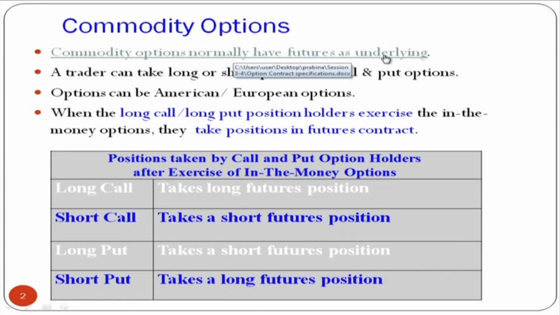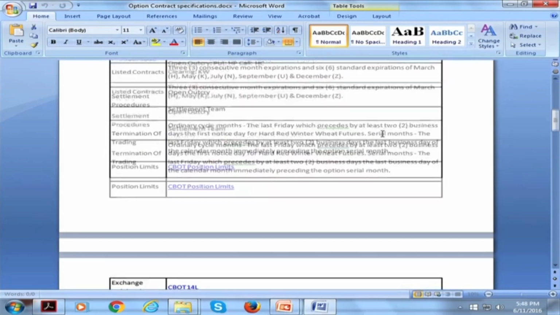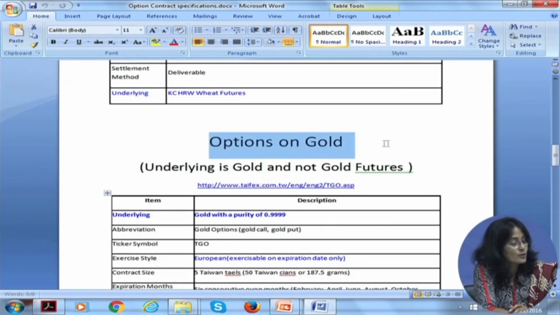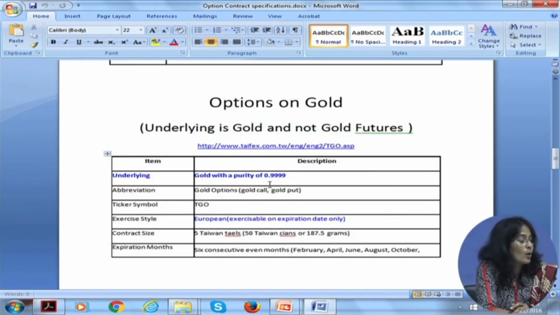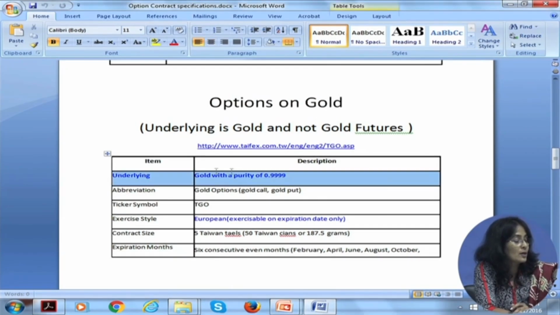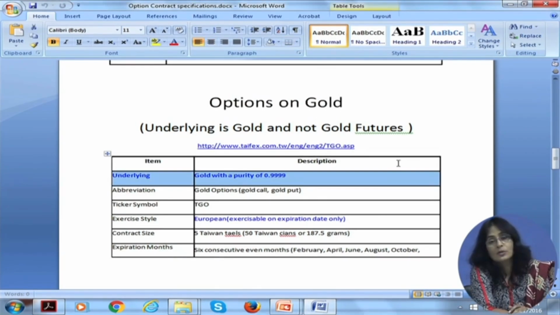However, as I said, not all exchanges have commodity futures as underlying. You have very few. I'll just give an example at IFX. You have options on gold, and the underlying is gold and not gold futures, but it is not very common. Most of the commodity exchanges have futures as an underlying, and in India right now there is a considerable amount of debate going on whether we should have commodity options with commodity futures as underlying, or actual commodities as underlying.